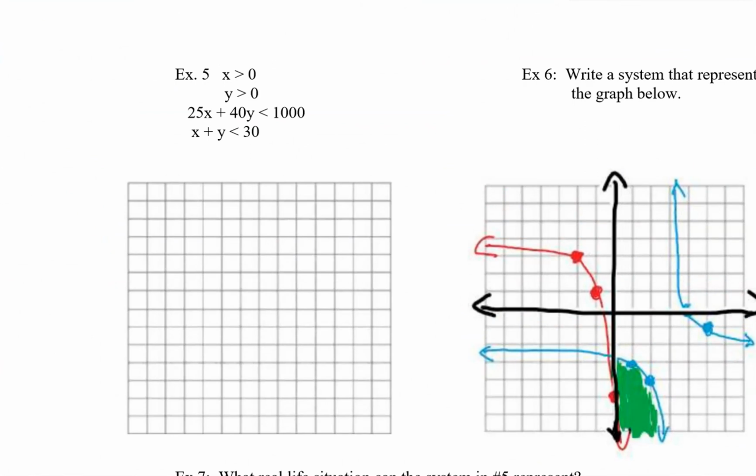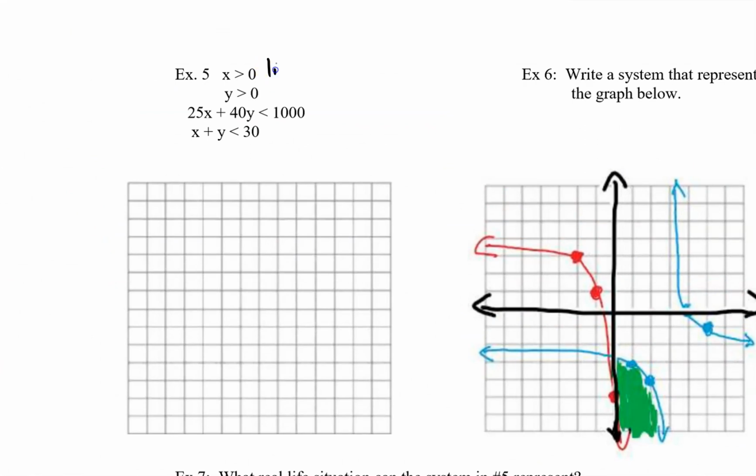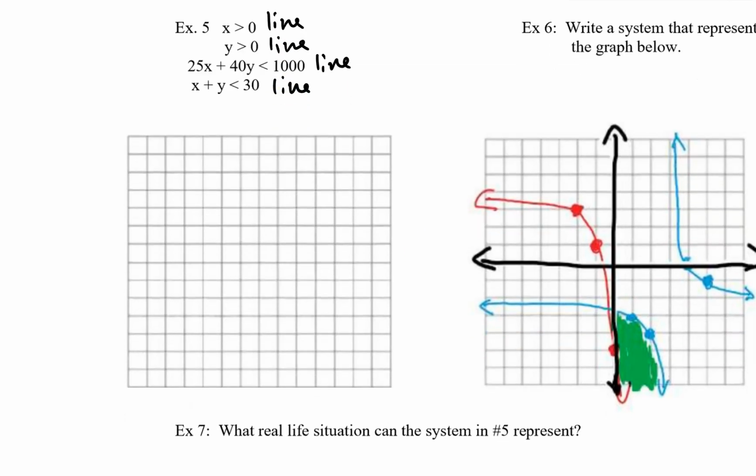Now, number 5 is kind of weird. It's like there's 4 things going on here. This would be a line, and it's dashed. This would be a line. It is also dashed. This would be a line, and this would be a line. So basically, we have that many lines that we have to deal with in terms of this problem.